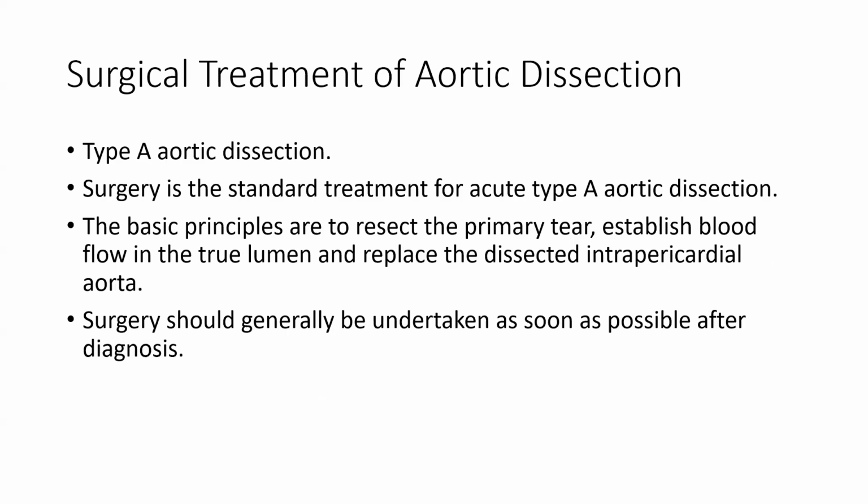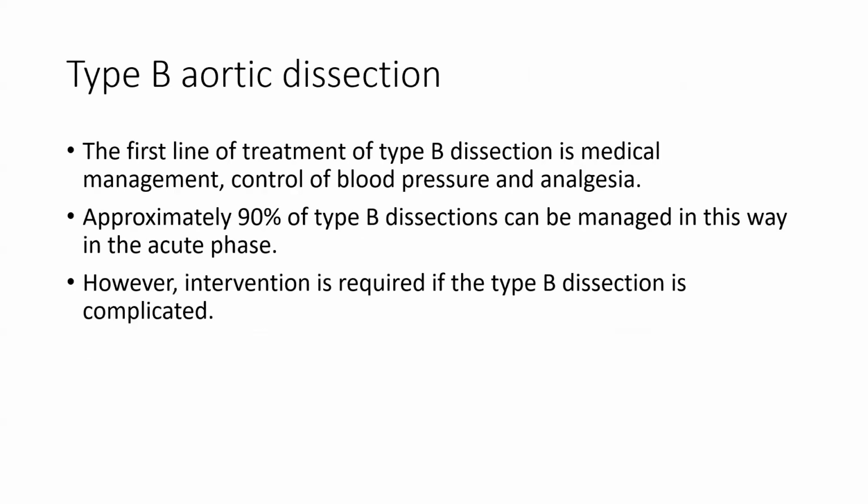Now about surgical treatment of aortic dissection. About type A dissection, surgery is the standard treatment for acute type A aortic dissection. The basic principles are to resect the primary tear, establish blood flow in the true lumen, and replace the dissected intrapericardial aorta. Surgery should generally be undertaken as soon as possible after the diagnosis.